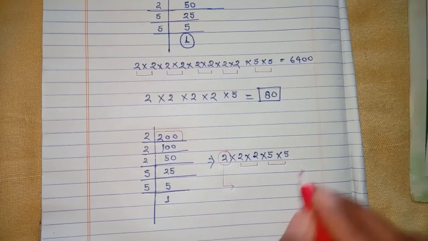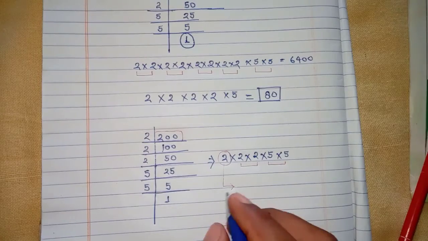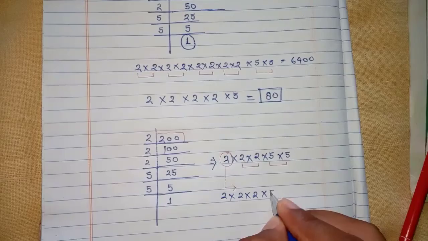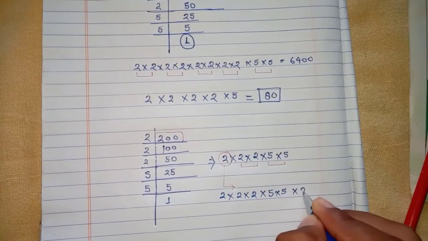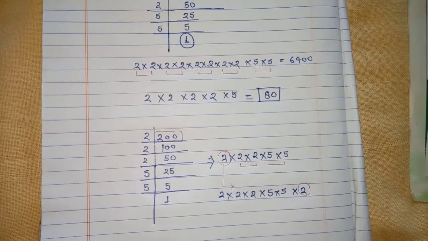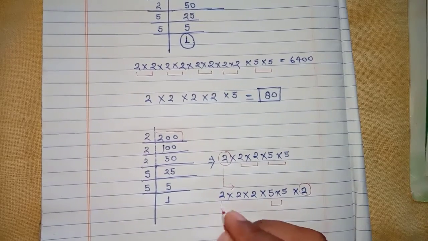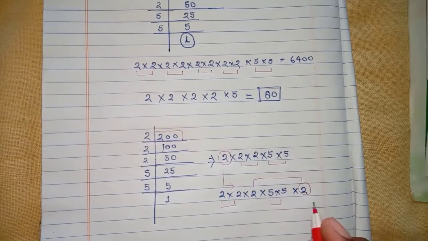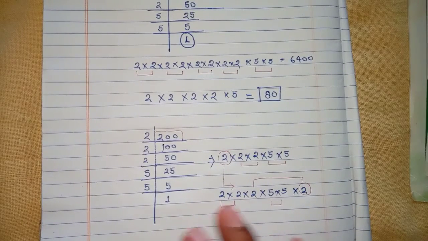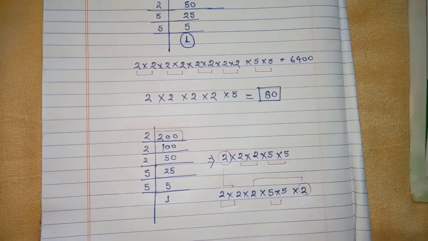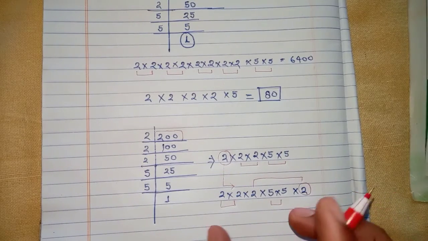Students, if you multiply this number by 2, the complete multiplication will become 2 into 2 into 2 into 5 into 5 into 2. This 2 comes after the multiplication, and this time the pair is now completed. 5 and 5, 2 and 2. This 2 joins this 2 for making the pair. And now pairs of all the numbers are completed. So we can say that this number is perfect square number.